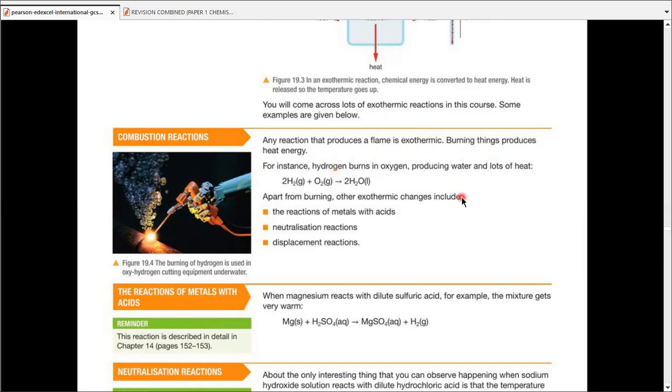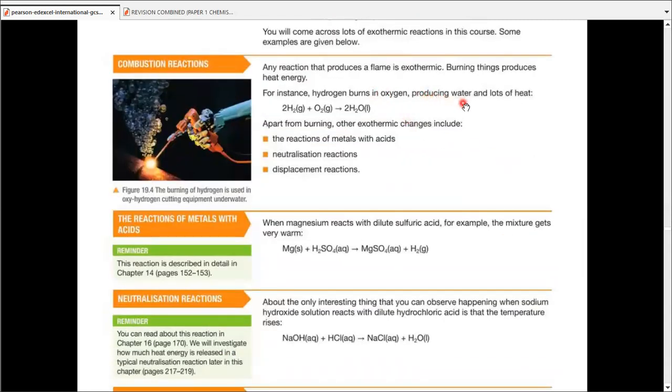I hope that makes much more sense now, right? Okay, so moving on. Hydrogen, when it burns in oxygen, produces water. It also produces a lot of heat. Even though we are producing water, this is a combustion reaction, so it also produces heat. Apart from burning, other exothermic changes include reactions of metals with acids. This is covered in unit 2.